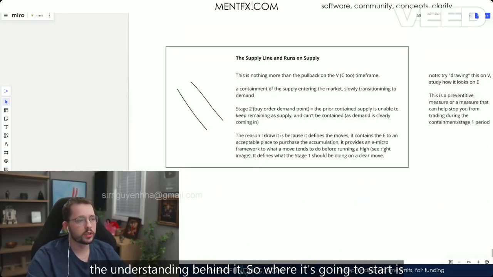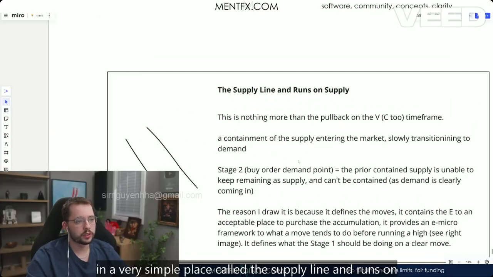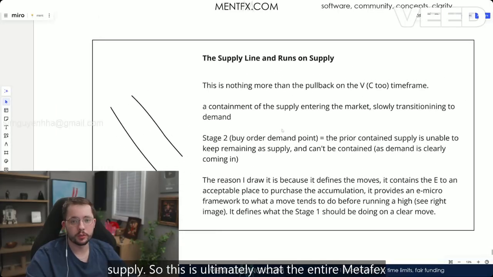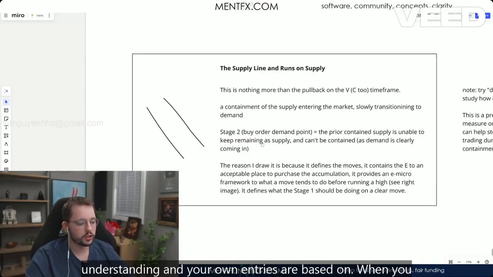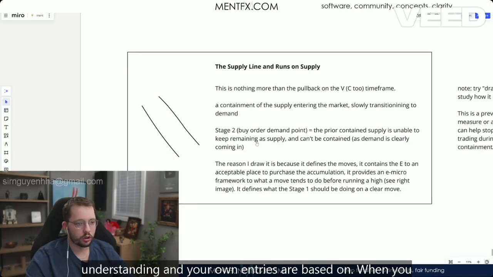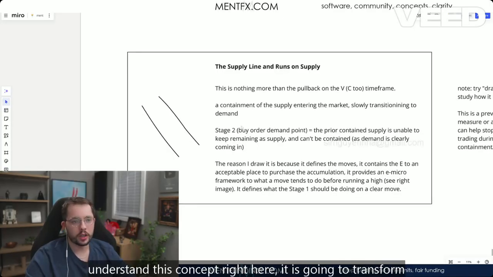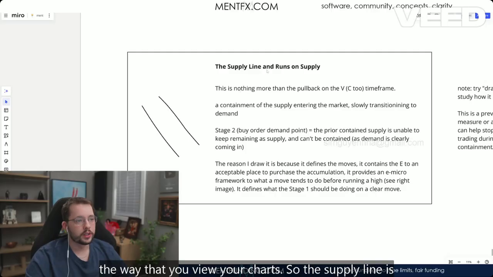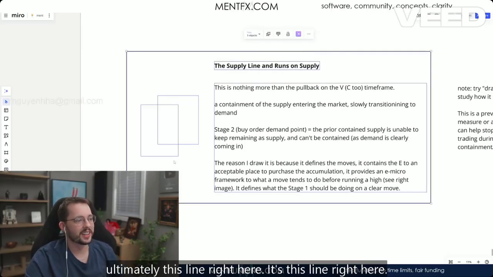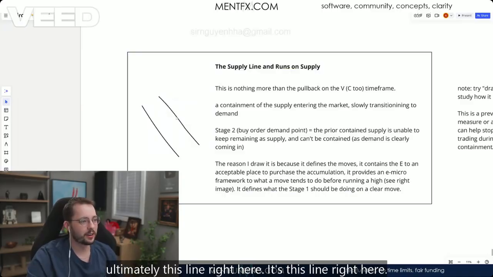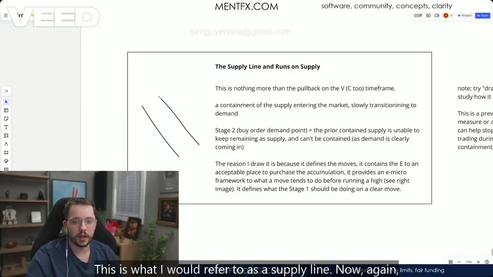So where it's going to start is in a very simple place called the supply line and runs on supply. This is ultimately what the entire Mentafex understanding and your own entries are based on. When you understand this concept right here, it is going to transform the way that you view your charts. So the supply line is ultimately this line right here. It's, well, okay, hold on, sorry. It's this line right here. This is what I would refer to as a supply line.